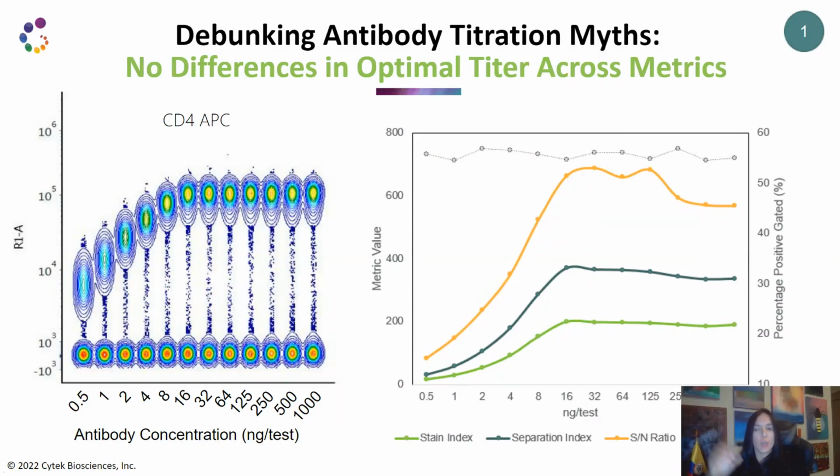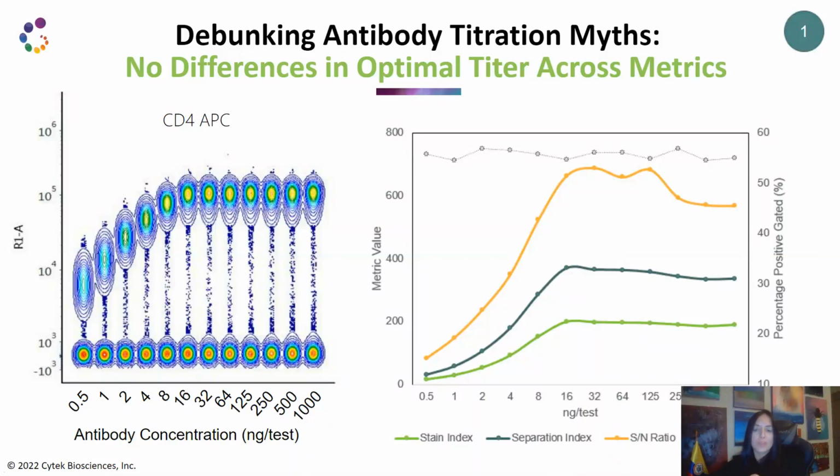The dotted line on top is the percentage of positive. The secondary y-axis will guide in terms of the numbers. For all the color ones is the stain index, separation index, and signal to noise ratio. And again, for positivity expected, it's not changing. Even if you use 0.5, you can still find the CD4 positives. We will see with other specificities how that looks, especially for low express antigens.